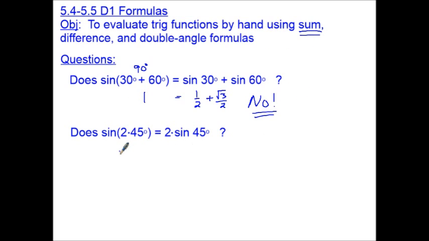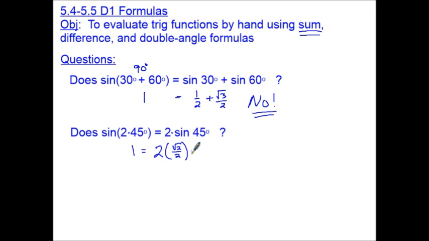Additionally, how about this? What if sine of 2 times 45 degrees is equal to 2 times sine of 45, basically like factoring out the 2? Can we do something like that? Again, 2 times 45 is still 90, so sine of 90 is still equal to 1. And then 2 times sine of 45, again referencing my unit circle, I get root 2 over 2.